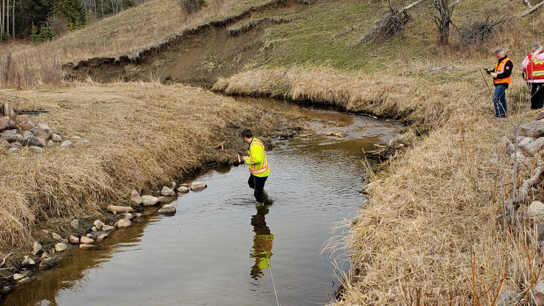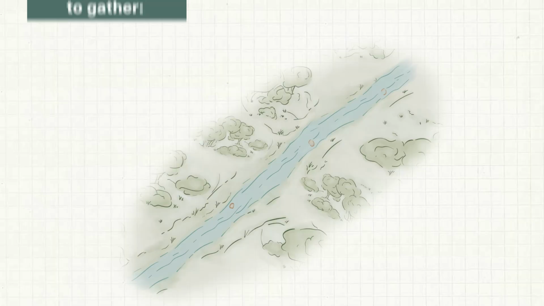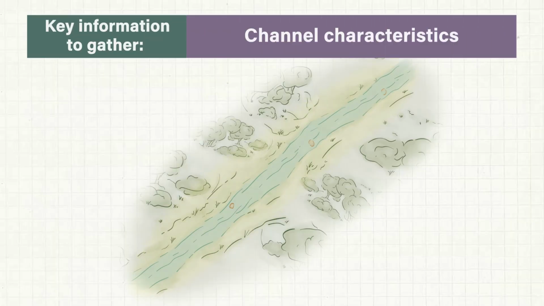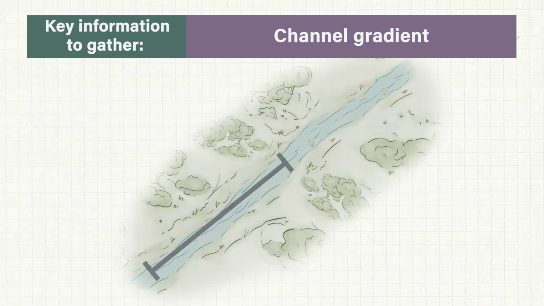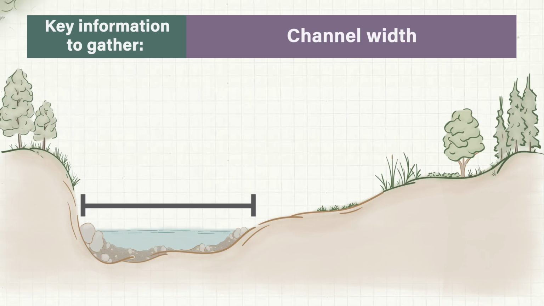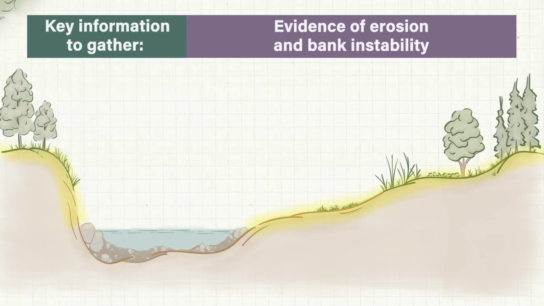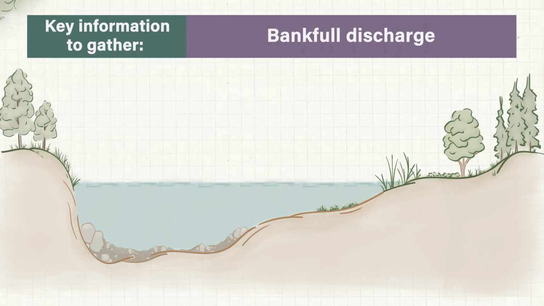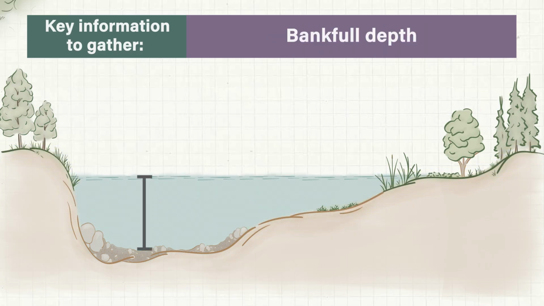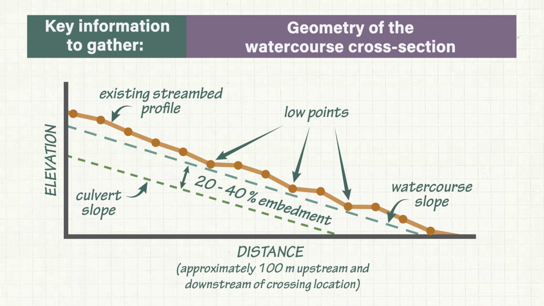The information that should be collected to inform the design of the watercourse crossing includes channel characteristics, channel gradient, water velocity, channel width, water depth, substrate type and size, evidence of erosion and bank instability, bankful discharge, bankful depth, geometry of the watercourse cross-section.